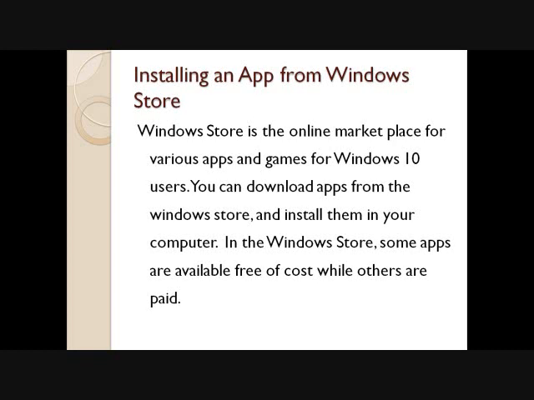You can download apps from the Windows Store and install them in your computer. In Windows Store, some apps are available for free of cost, whilst others are paid. Means कुछ आपको फ्री में मिलते हैं और कुछ आपको पे करके खरीदने होते हैं. So how can you install an app from the Windows Store?